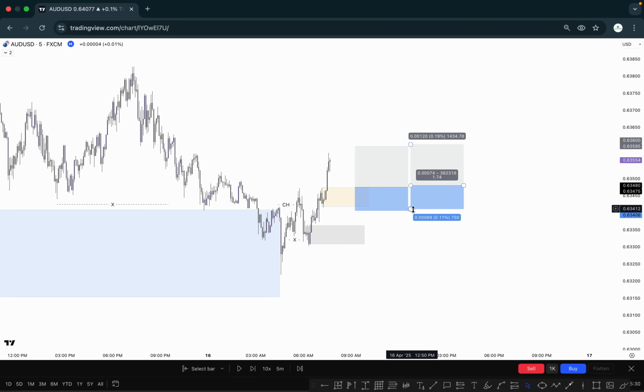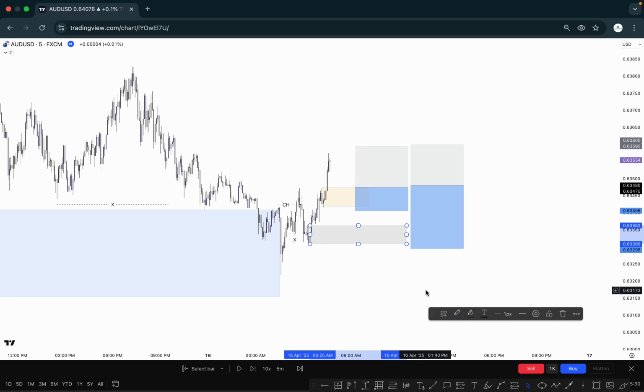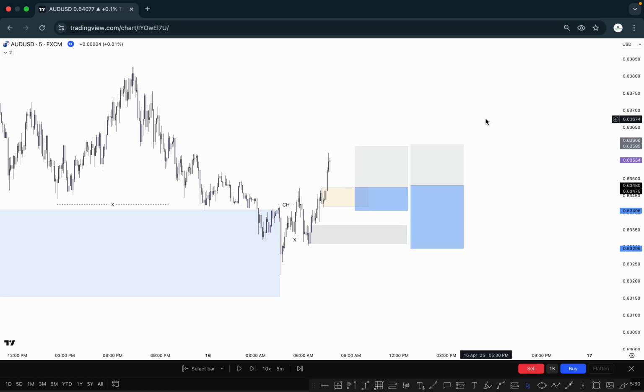If you are putting the entry here and market pushes a little bit downside and mitigates this unmitigated order block, right, and then market went up, how can you deal with that situation? In this case, you need to put your stop loss just below this low. This is our safer stop loss, and this is our first stop loss where you can take a risk here.